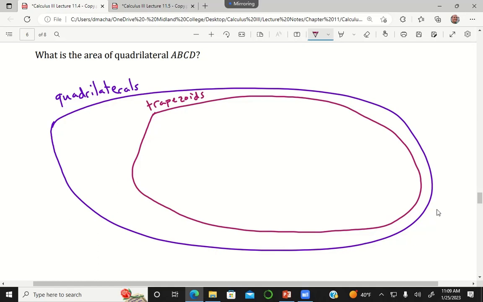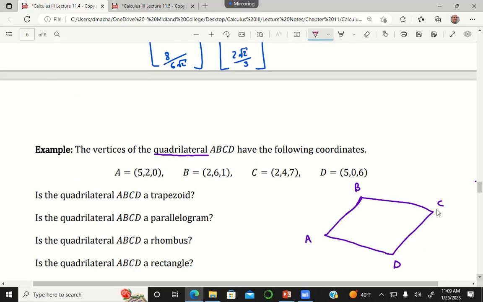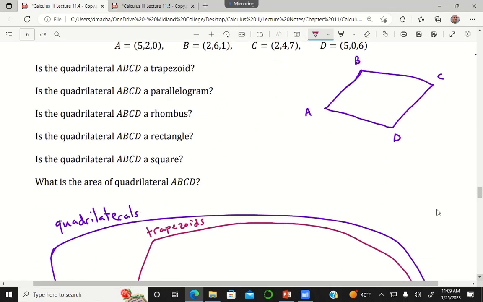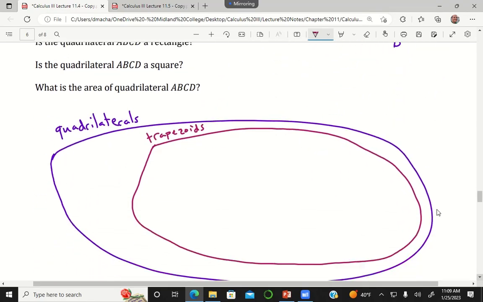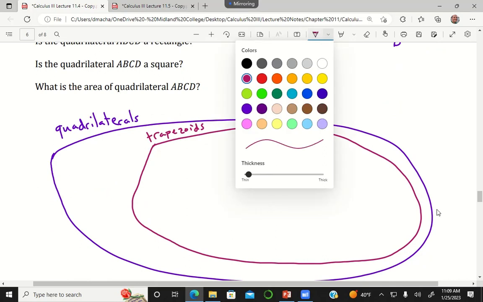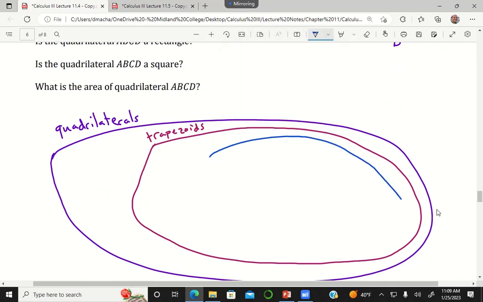All right, so what it means to be a trapezoid is that one pair of opposite sides are parallel to each other. Sometimes the quadrilateral has that property, sometimes they don't. Among trapezoids, some trapezoids are parallelograms. Not all trapezoids are, but some of them are. And so, out of this set of trapezoids, some of them are parallelograms.